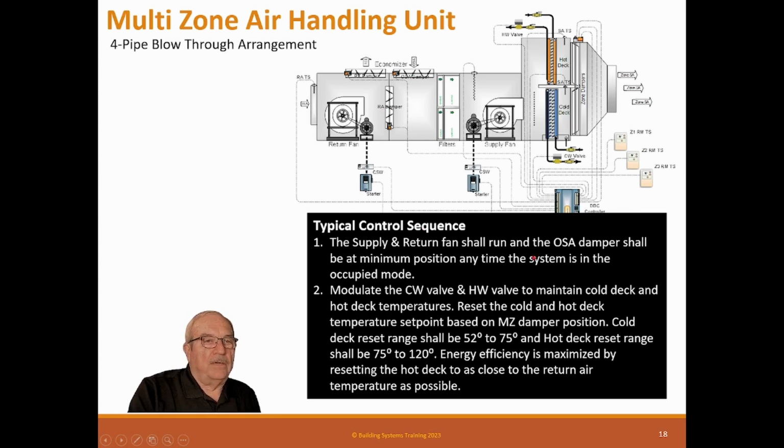Modulate the chill water valve to maintain this deck temperature. Modulate the hot water valve to maintain this deck temperature. And we do the exact same thing that we did with the dual duct. We maintain this at about 45 degrees to start with. And then we will have the hot deck, and we'll try to reset this at return air temperature to start, so that we're trying to use the heat of the lights and the heat of the load of the building to provide reheat into the space when we need it.